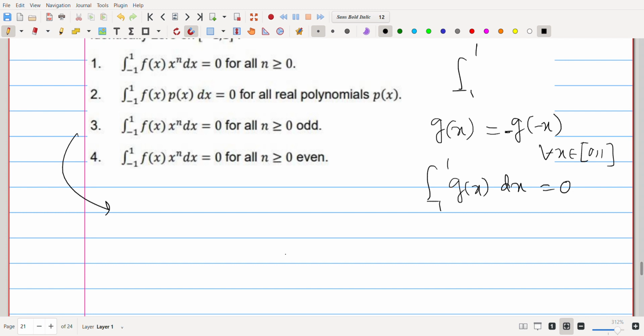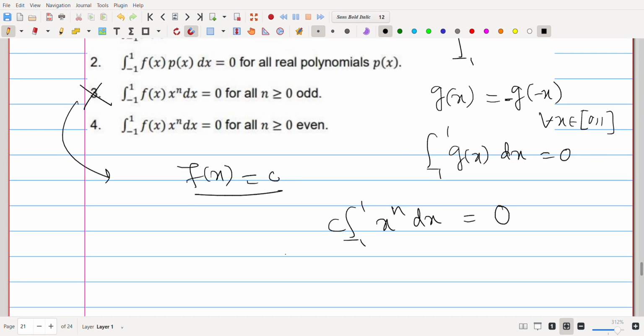So let's say for the third one, it is given that integral -1 to 1 of f(x) times x to the power n dx is 0 for n greater or equal to 0, odd, right? So take f(x) to be a constant function, any constant c. Then integral -1 to 1 of c times x to the power n dx, and since n is odd, x to the power n is an odd function, so this integral is 0. But you can take f(x) to be c, where c is any non-zero constant, so f is not identically 0, so this one is false.